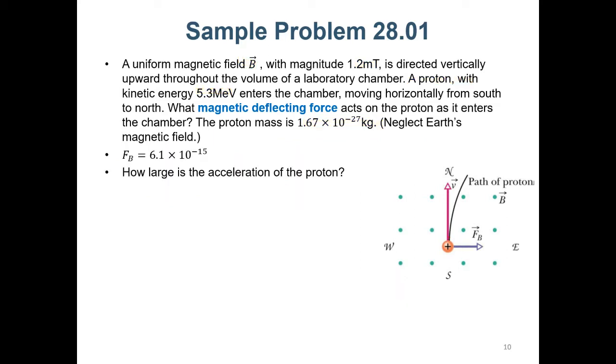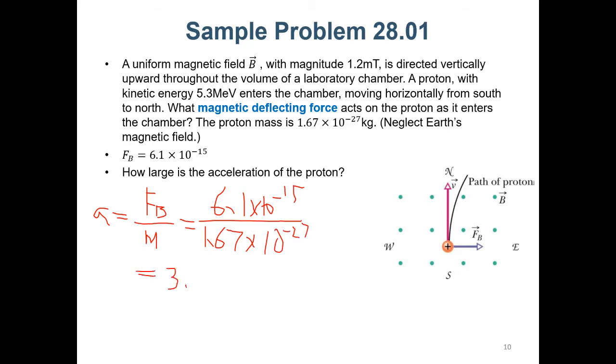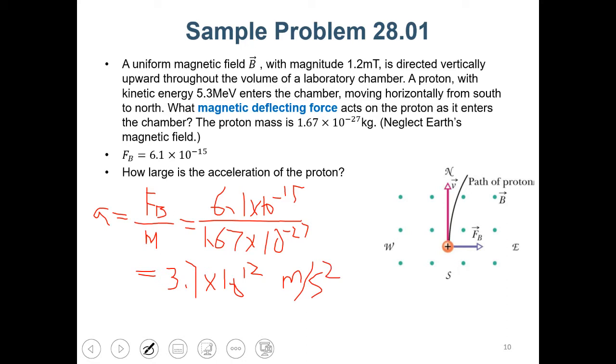So how large is the acceleration of the proton? That's very simple. You just need to use Newton's second law of motion. So 6.1 times 10 to the minus 15 over m, which is 1.67 times 10 to the minus 27, gives 3.7 times 10 to the 12 meters per second squared. So the acceleration is very fast.